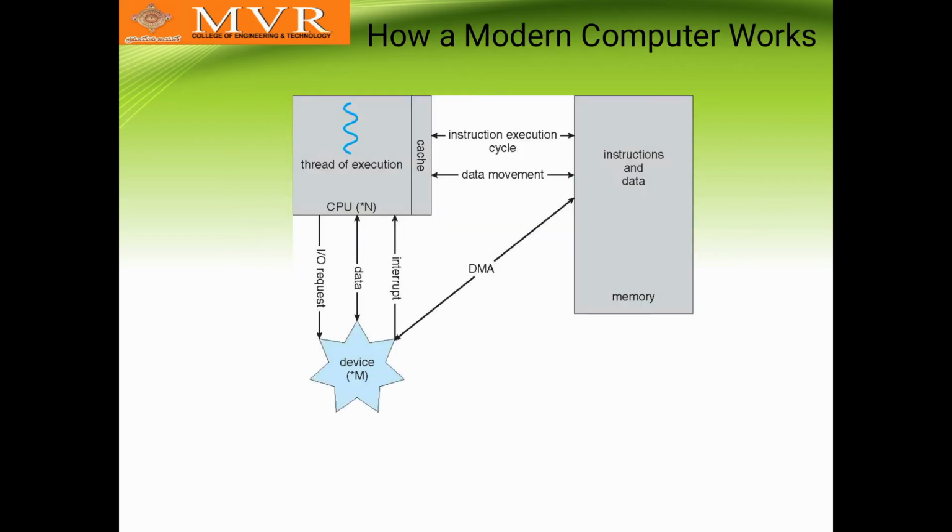See this picture here. Nowadays we are using modern computers. Modern computers mostly use DMA. In this, the CPU, memory and device are there. So that device we can call the memory, or M.